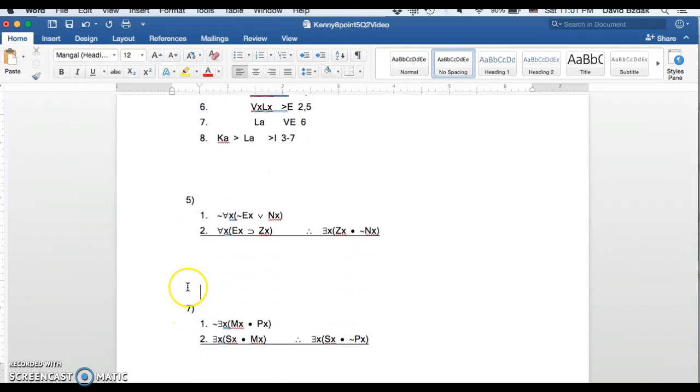Okay, number 5. We've got some quantifiers. Now this one we can apply the quantifier inference rule to because the universal quantifier here is the main operator. This one we cannot because it has a negation in front of it. But we can apply the quantifier exchange rule to change that into that. That's QE1.